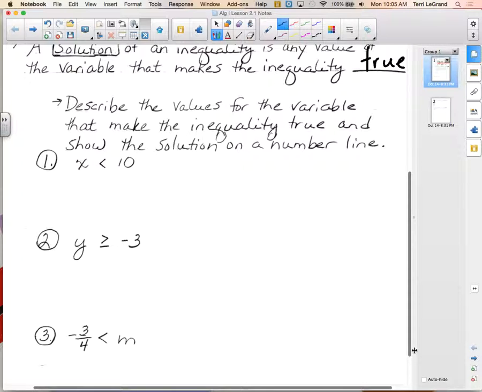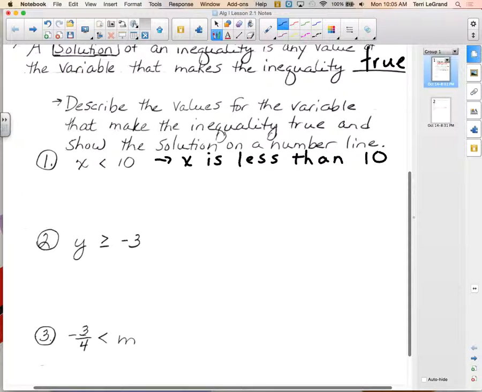If you want to write that off to the side, you can, but that's not really what they're asking us to do. But if you want to write that, you may. X is less than 10. What they really want us to do is describe all the values that X can be. Can we even begin to list all the numbers X can be?